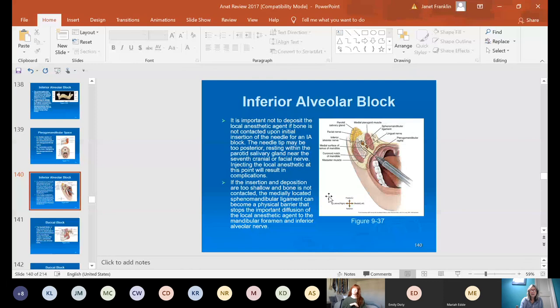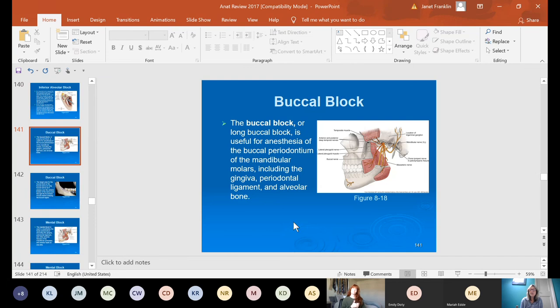The buccal nerve. So the buccal nerve is going to innervate the buccal periodontium of the mandibular molars, just the buccal tissue. So the buccal nerve is just going to strictly do buccal. It doesn't provide any sensory innervation to your teeth. It just does the buccal part or the cheek area.